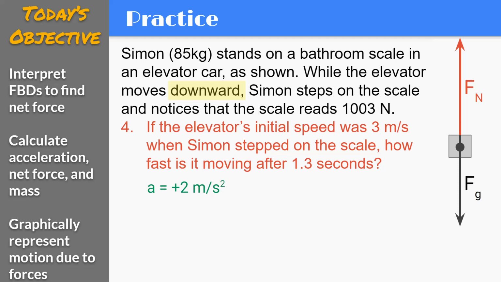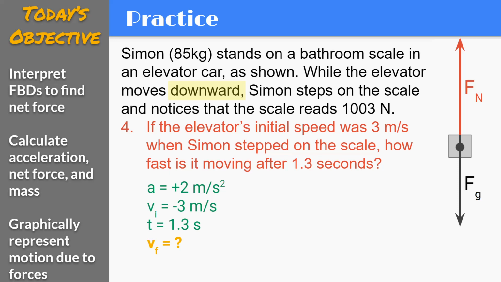We know the acceleration. The question gives us an initial speed. It says the speed is 3 meters per second. Well, my velocity needs a direction. Speed is scalar, but my velocity is 3 meters per second downward, because the question says he's going downward. So my velocity is -3 initially. My acceleration is +2. The time in the question is 1.3, and I'm trying to figure out how fast he's going at the end of that time. So we're solving for VF.